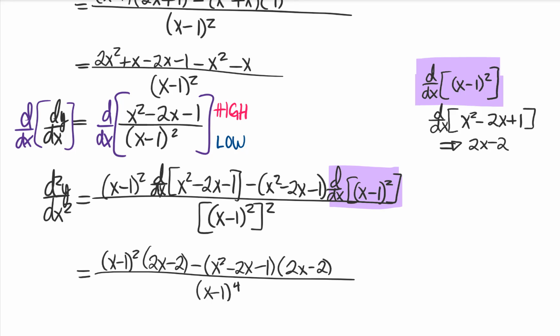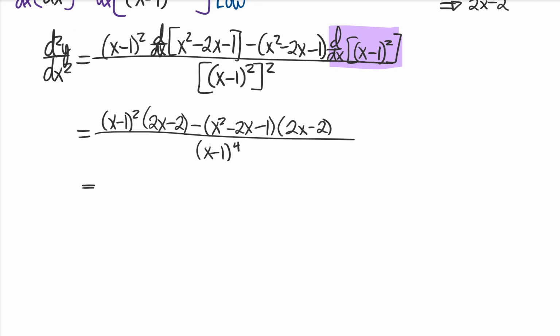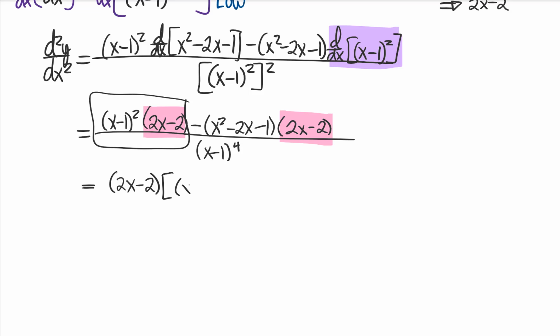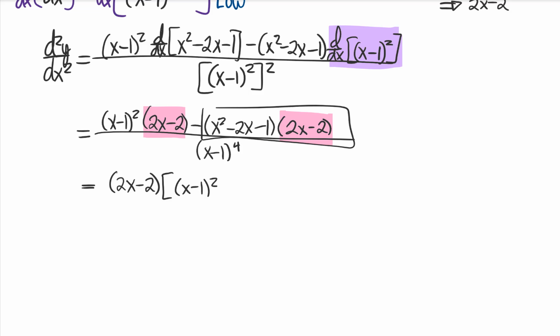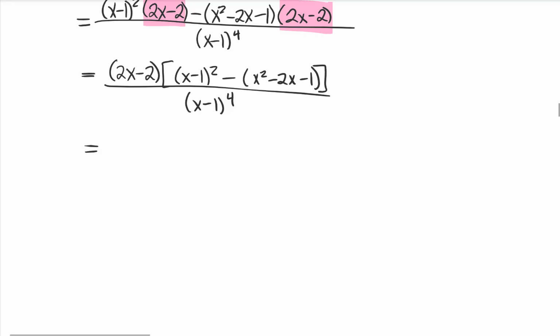Now x minus 1 is to the quantity of 4. At this point, I see that this product has a 2x minus 2, and this product has a 2x minus 2. So I can factor out the quantity 2x minus 2. Factoring out means dividing, so you've divided this product by 2x minus 2, and you're left with x minus 1 squared. When you divide this product by 2x minus 2, you're left with negative quantity x squared minus 2x minus 1. How does that help me?